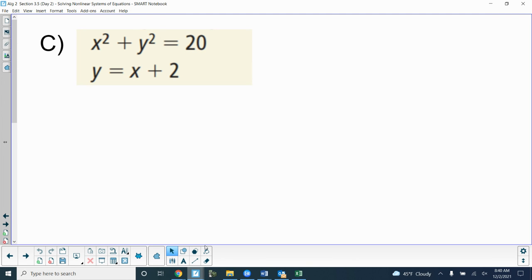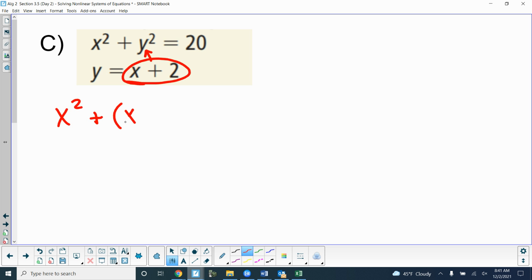We plug y equals in for y in the other equation, right? You sophomores that weren't here yesterday, pay attention. So we got x squared, and then instead of the y squared, we're going to put x plus 2 in place of the y. Remember, you got to square it. Equals 20. So the x squared plus y squared equals 20 is the equation of what?